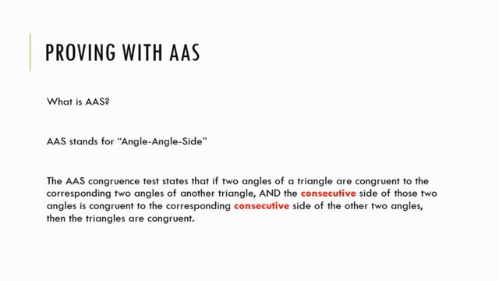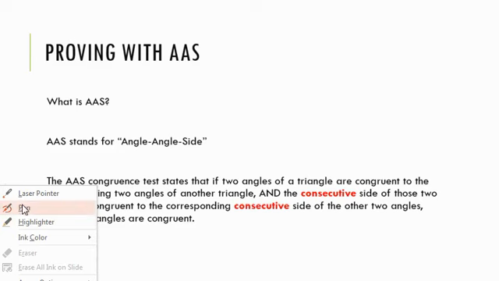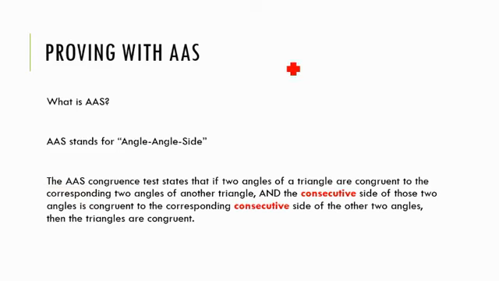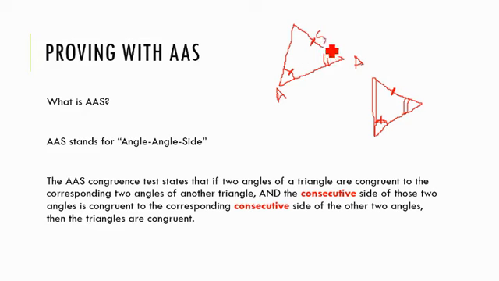And just a refresher on what the angle side postulate is, AAS stands for angle angle side, and that is a congruence test where if I have two triangles that I'm trying to say are congruent, I can, as long as two corresponding angles are congruent. The angle next to that is also congruent to a corresponding angle in the other triangle, and the consecutive side to that angle is congruent. So I have angle, angle, side.